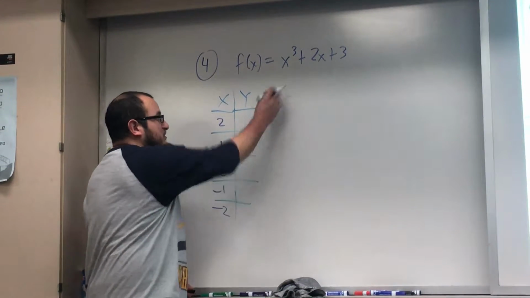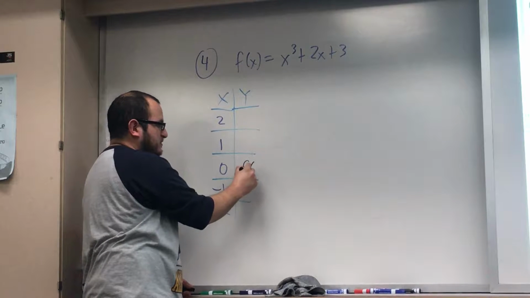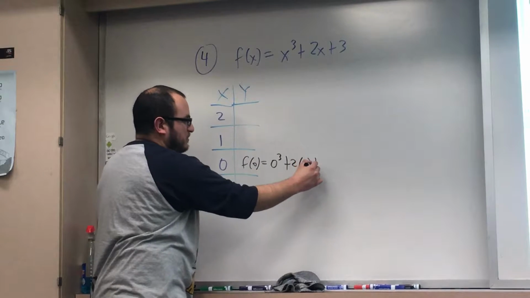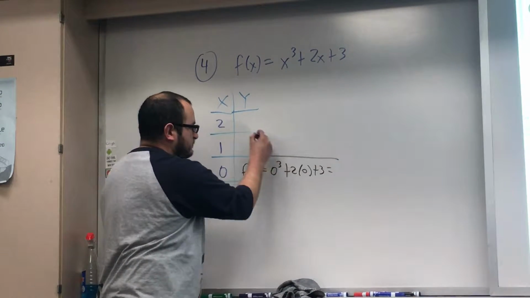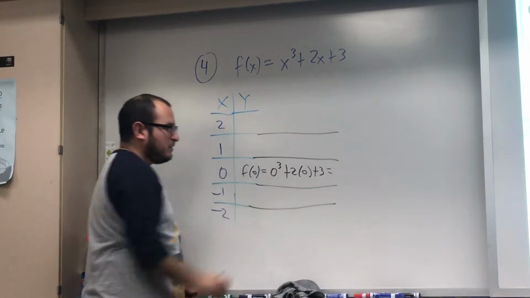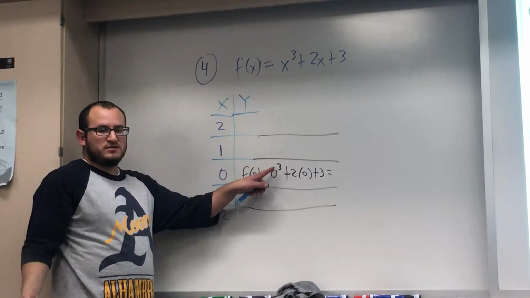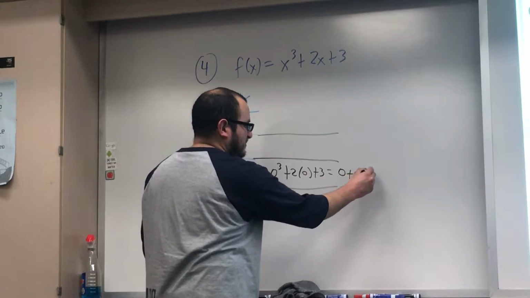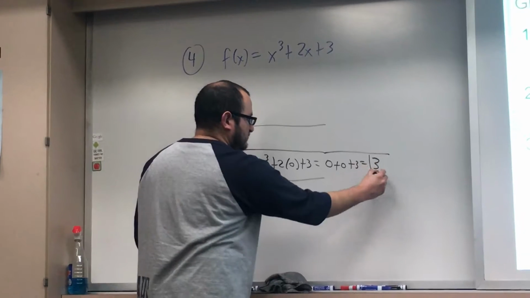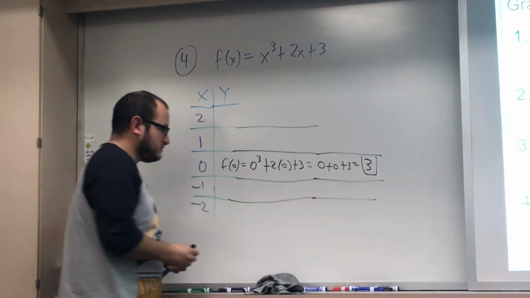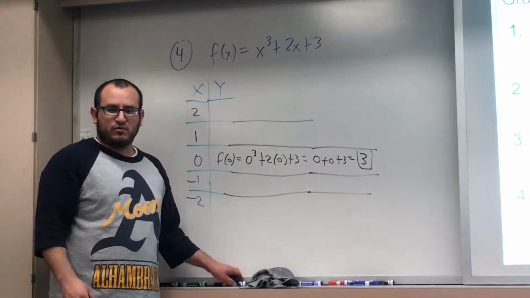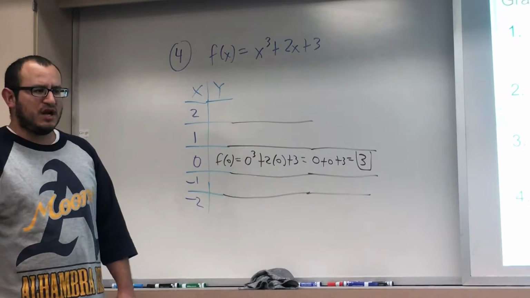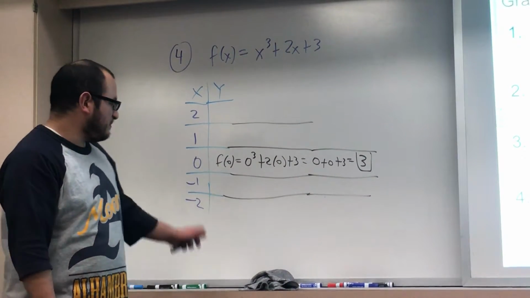Okay. All right, plug in zero. That means I have to plug in 0 into the function. So f of 0 gives me 0 cubed plus 2 times 0 plus 3. Anything to the 0 power is still 0. 2 times 0 is 0, so we get 0 plus 0 plus 3, which still gives me 3. And again, I want to show the work for the first one so you understand where these numbers are coming from. Okay.